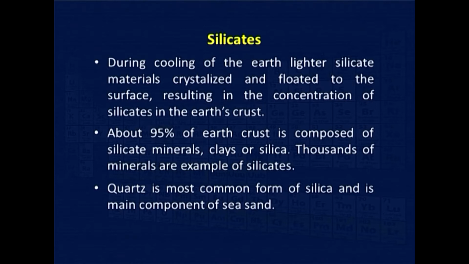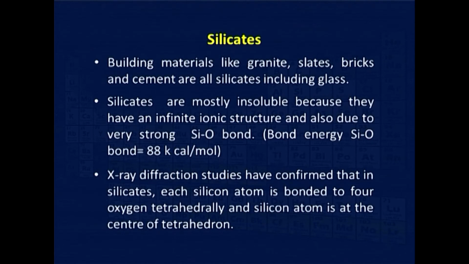Quartz is the most common form of silica and is the main component of sea sand. Building materials like granite, slate, brick and cement are all silicates, including glass. Silicates are highly insoluble because they have an infinite ionic structure and also due to the very strong silicon oxygen bond. The bond energy of the silicon oxygen bond is 88 kilocalories per mole.